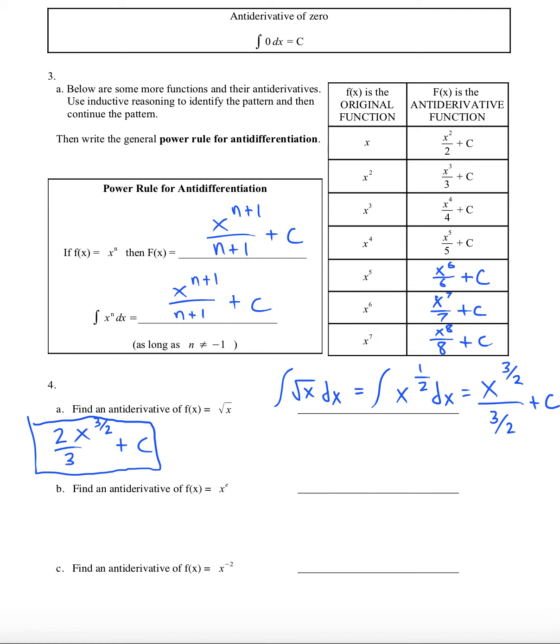All right, let's find the antiderivative of x to the e. Well, following the power rule from above, we'll do x to the e plus 1 over e plus 1 plus c. And that's as far as we can go, really.